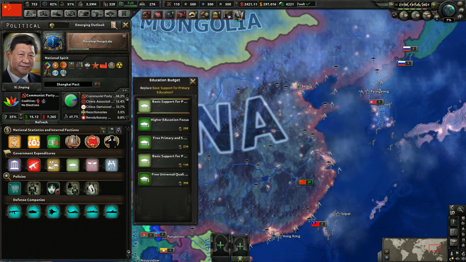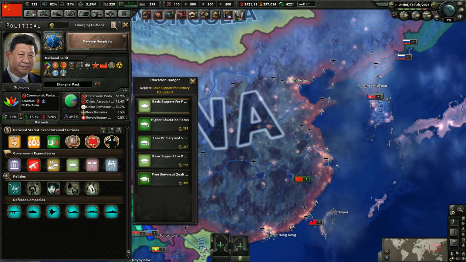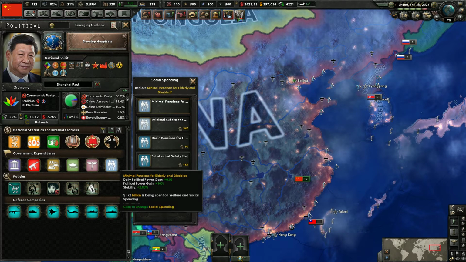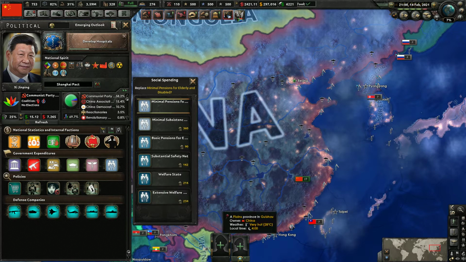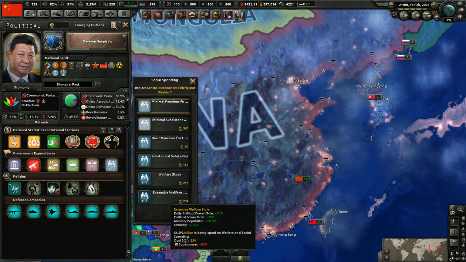So if you're research heavy and you really need to catch up, and you're willing to go into debt, maybe that's a good idea. But you've also got healthcare, so monthly population plus 75%, tax cost minus 4%, daily political power gain 0.25. Minimal pension, so you can go full extensive welfare state, gives you loads of stability, loads of monthly population, and loads of political power gain.